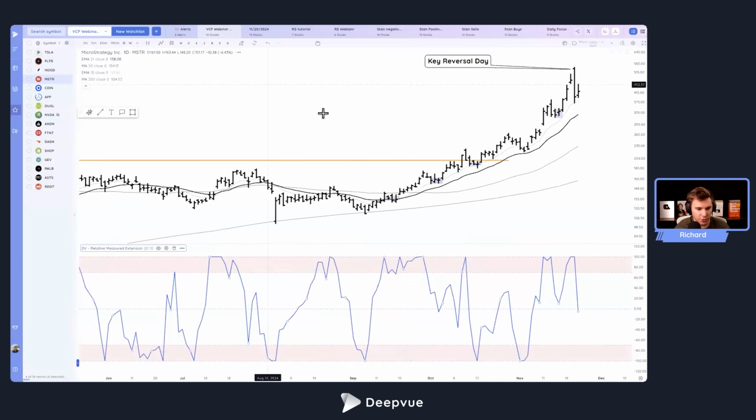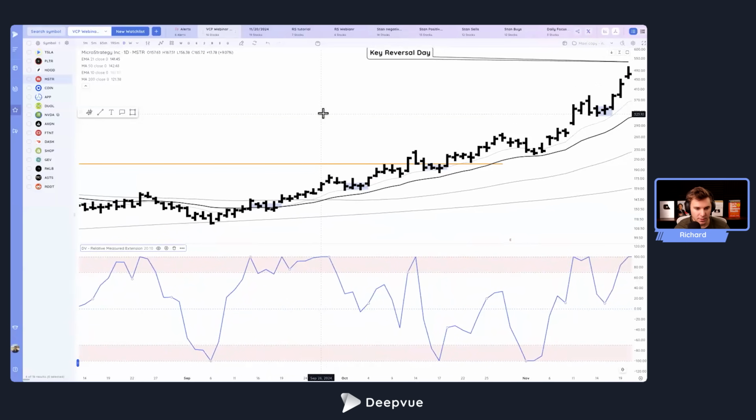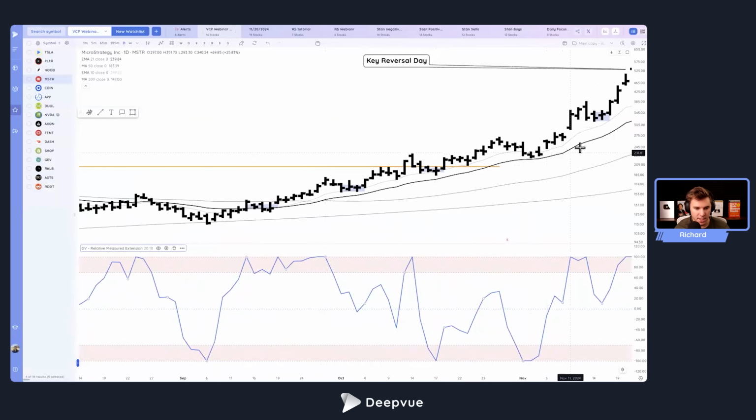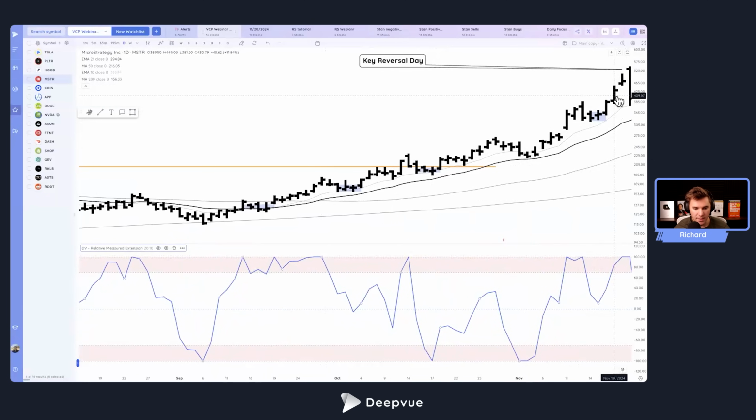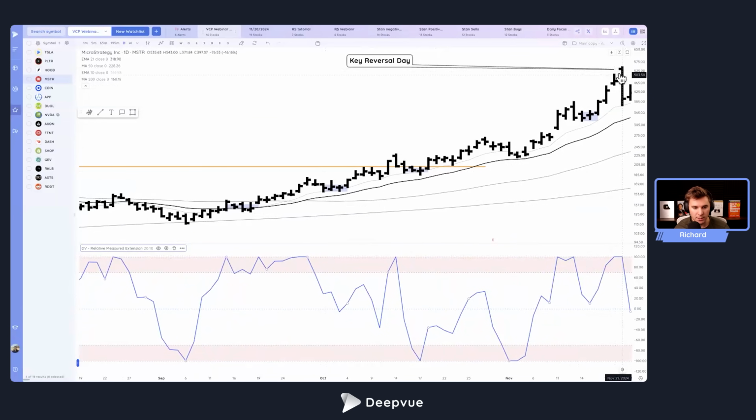And we had a request for looking at what it looked like on Wednesday. So this is what it looked like on Wednesday. We're already extended 100%. So you're already aware that we're extended. And then the next day we get even more extended with the gap up. So we already had the warning signal here before the key reversal day.